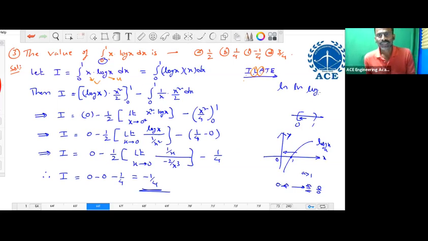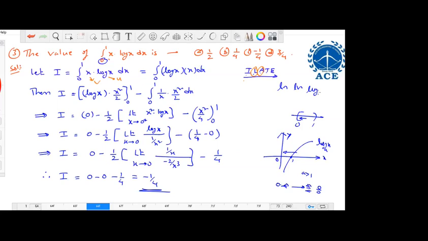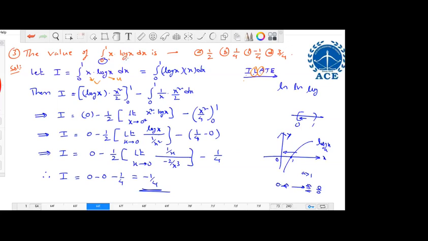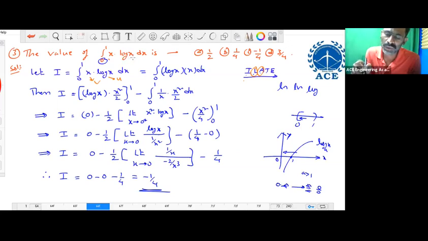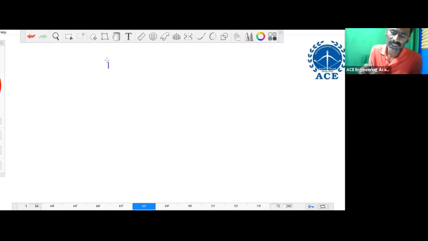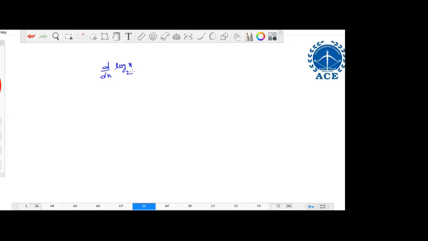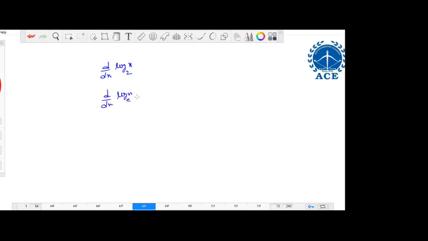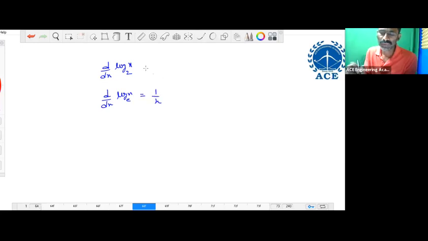Why, sir? By default, you always assume log base e? No. It is already given in the problem itself as log x only. The base is not mentioned, so it is understood that it is log of x to the base e. It depends on the function. Suppose you are asked to find d by dx of log x to the base 2. We don't have any formula for that. We only have the formula for d by dx of log x to the base e. So we cannot apply this formula directly to this function.